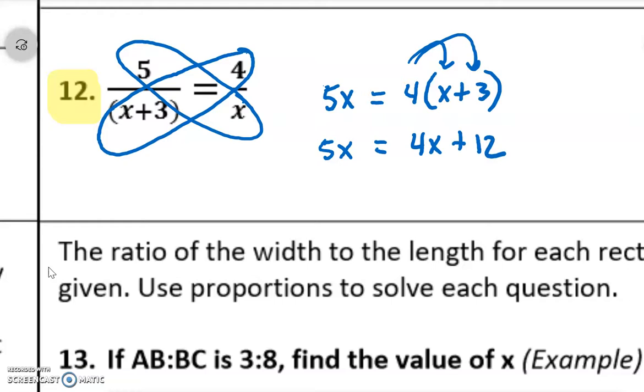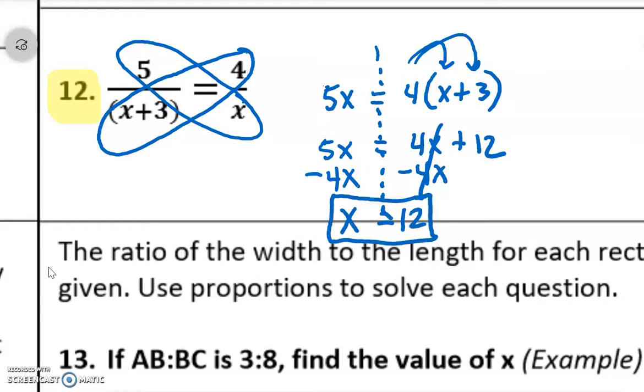Now, we have a variable on both sides of the equal sign, right? When that's the case, we're going to eliminate one of the sides. So I'm just going to subtract 4x here to eliminate that. Do it on both sides. 5x minus 4x is 1x, or x equals 12, and there's nothing left to do. There's no dividing on that one because it's already solved for. So x equals 12 there.